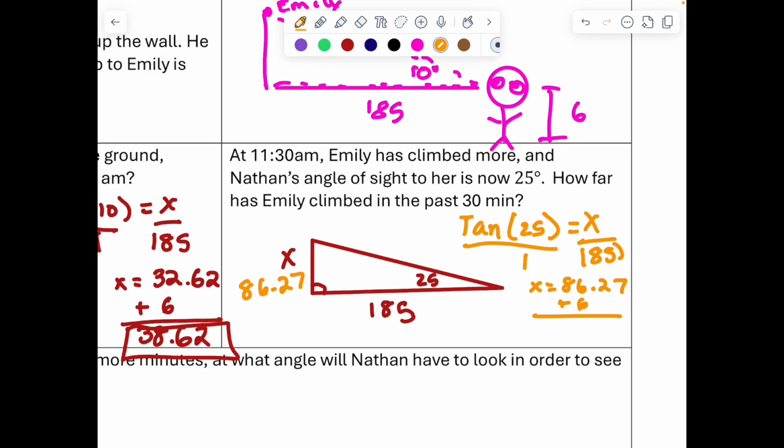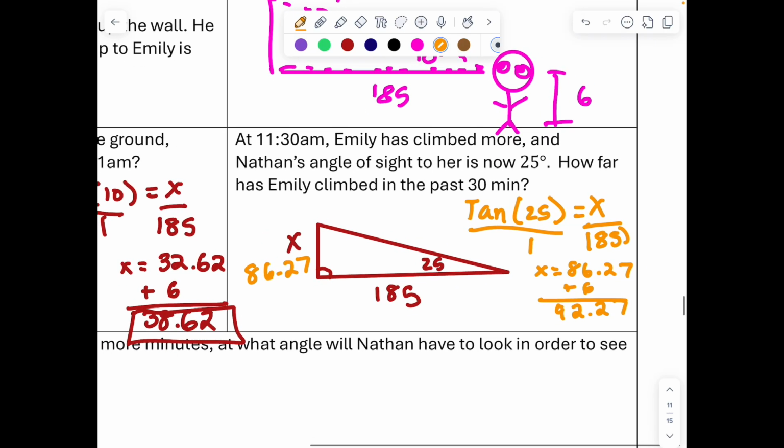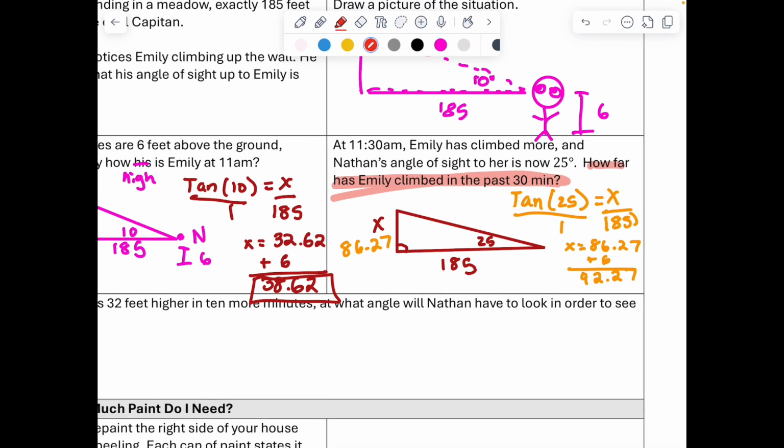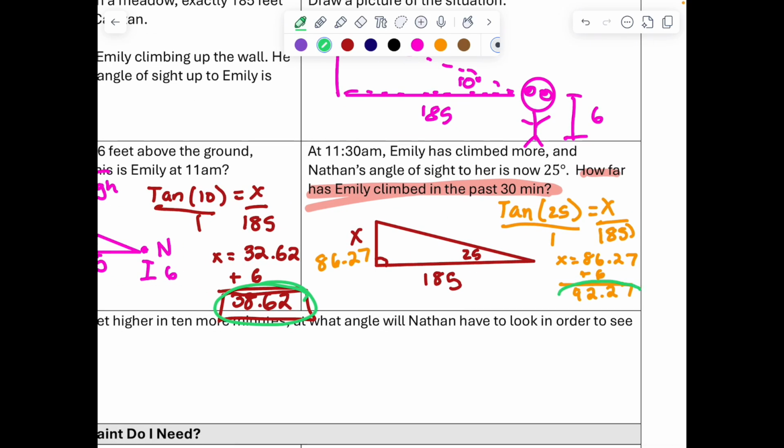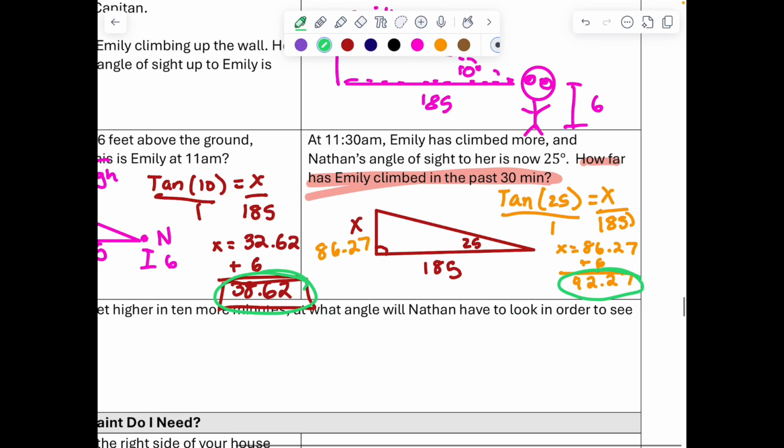86.27. And when we add 6, that gets us 92.27. Okay, so that's how far she is. But look at the way they worded this question. How far has she climbed in the past 30 minutes? So what we need to do is take this number, how far she had climbed at 11, and subtract that from this number, how high she is at 11:30.